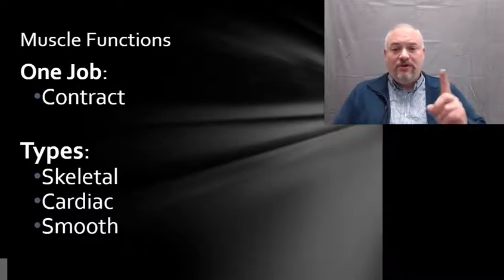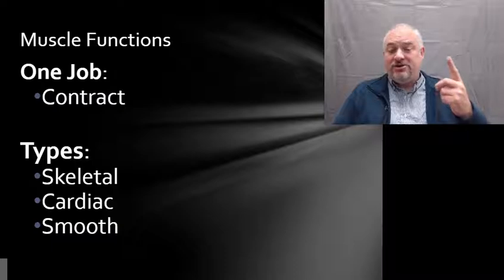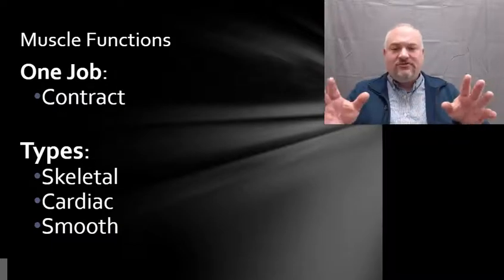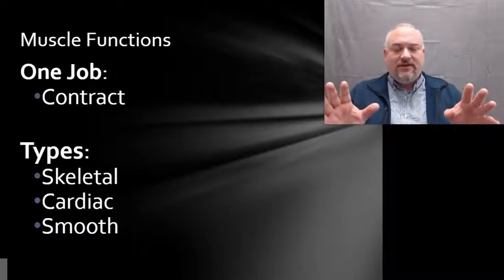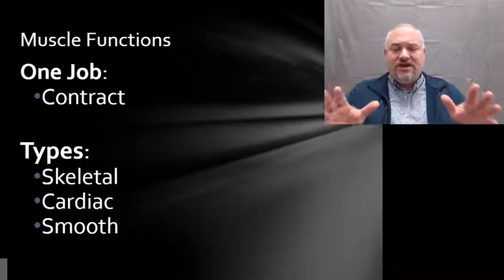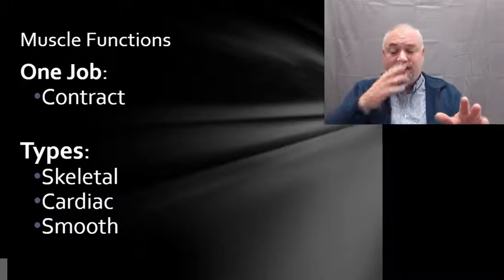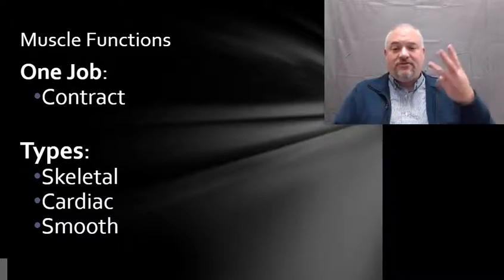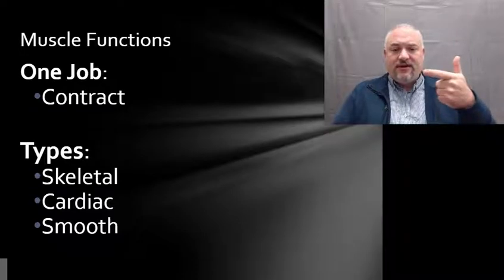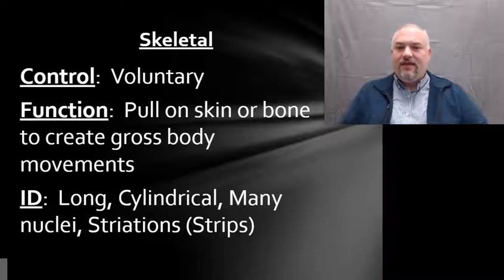Muscle functions, one job: contract. That is their main job. Muscle has other functions we'll get into in the muscular unit, but its main job is contraction. Okay. Types, three main types: skeletal muscle, cardiac muscle, and smooth muscle. Let's start with skeletal muscle.